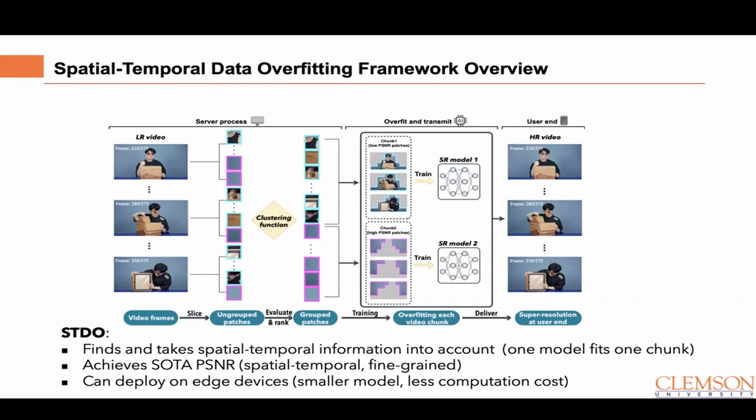To solve this, we propose a novel method for the high quality and efficient video resolution upscaling, which leverages the spatial temporal information to accurately divide video into chunks.